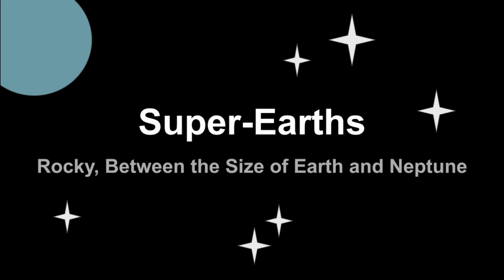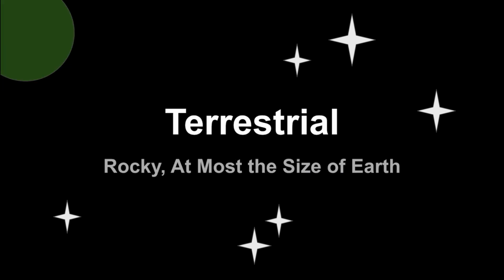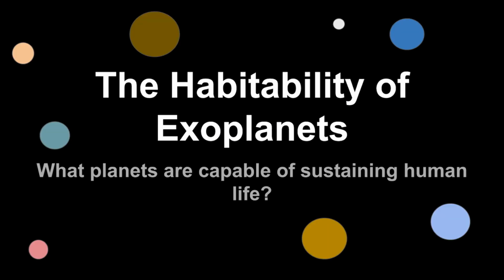Super-Earths are rocky planets that are smaller than Neptune but larger than Earth. They sometimes, but not always, have atmospheres. Lastly, terrestrial planets are rocky planets that are around the size of Earth or smaller. Some exoplanets are thought to be habitable, which means that humans can survive on them.